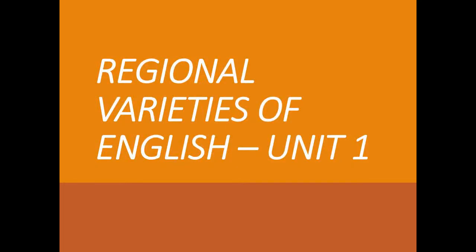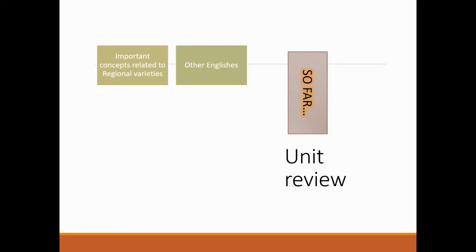So we're gonna resume our topic, regional varieties of English, as part of Unit 1. We're going to review some of the topics that we have covered so far in our unit. We have started with some notions related to regional varieties, notions like English as an international language, or the concept of other Englishes and world Englishes.